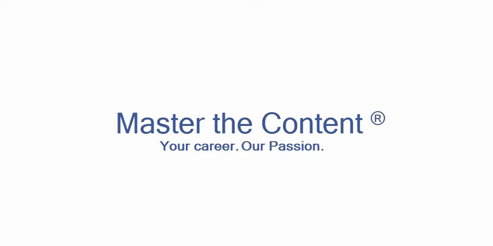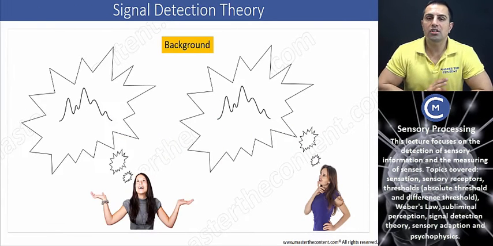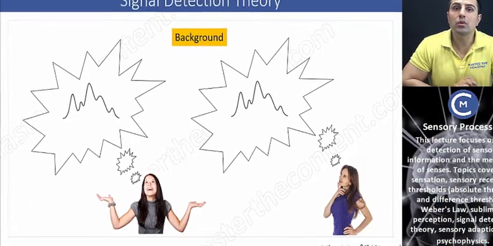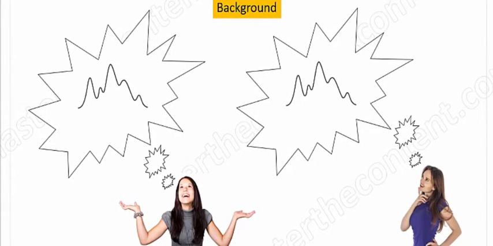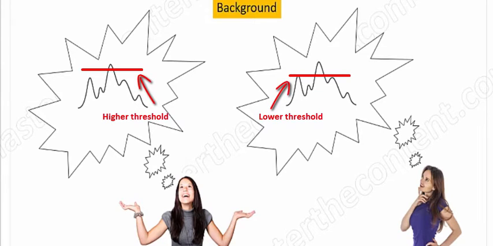Your career, our passion. Now, signal detection is not solely based on the strength of the signal. Now, what do we mean by that? If we take a look here, as you might expect, individuals differ in their ability to detect stimuli. Thus, there's no single fixed value above which an individual will always detect a stimulus, or below which an individual will never detect the stimulus.